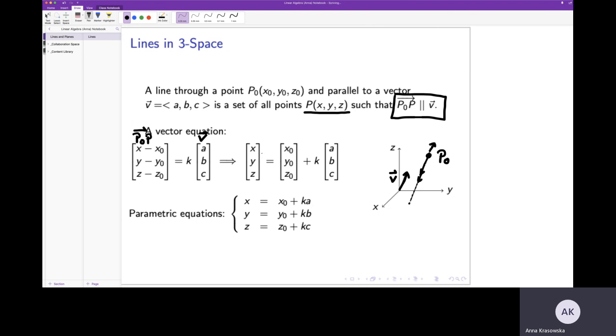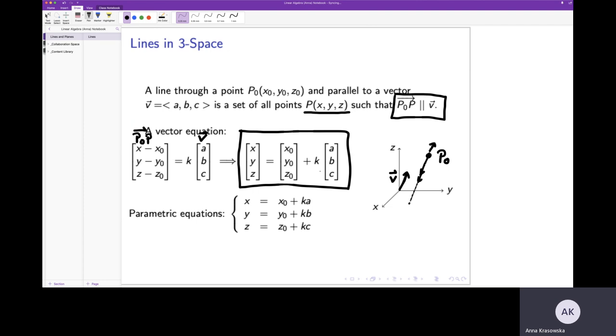And as before, we can simply rewrite this: x, y, z, any point on the line, is equal to x naught, y naught, z naught, the initial or any given point, plus a parameter times a, b, c, a vector along the line. Okay, so this is called the vector equation.